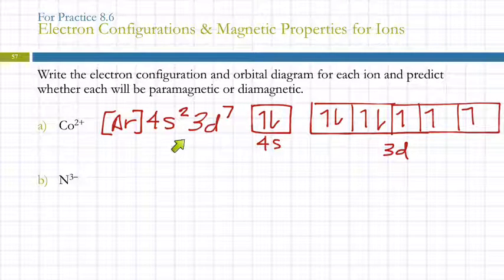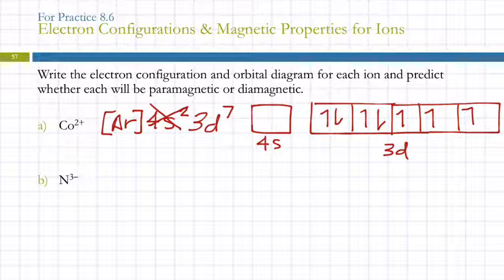So where are we going to take those electrons out of? We're going to take them out of the 4s. We're going to remove the valence electrons. So we'll take these guys out. So those are the electron configuration and orbital diagram for the cobalt 2+ ion.